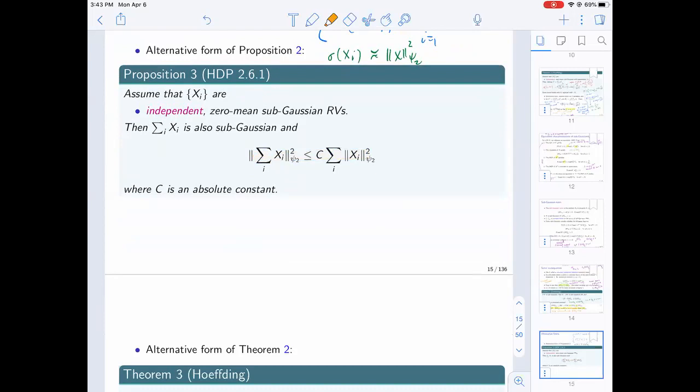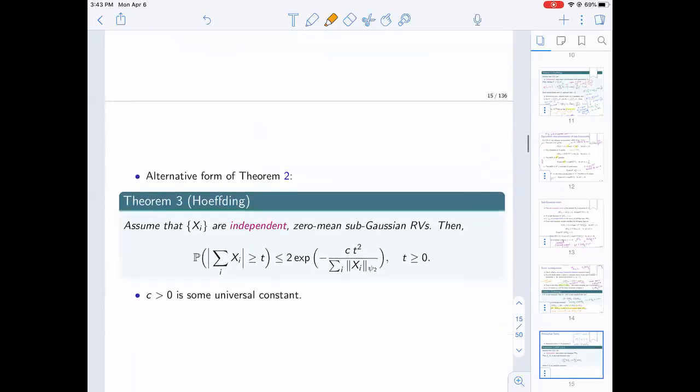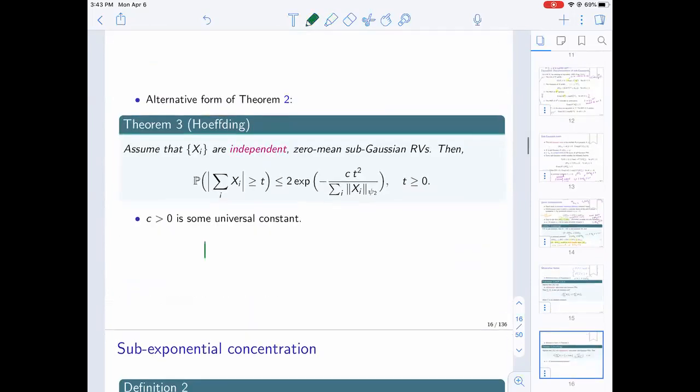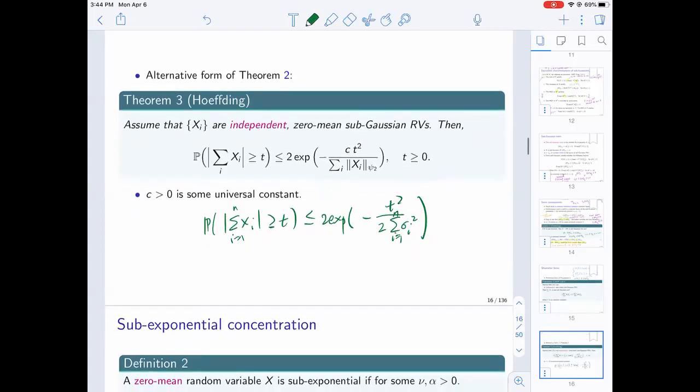No questions so far. Okay, we talked about this, and then you can rewrite the Hoeffding bound. It used to be, if you remember, theorem two. Let me just write it here. So theorem two was the probability of the summation of i from one to n of xi. That's the two-sided version. It's less than or equal to 2 exp of negative t squared over 2, if you replace sigma squared with this, that would be theorem two. There should be a 2 there.